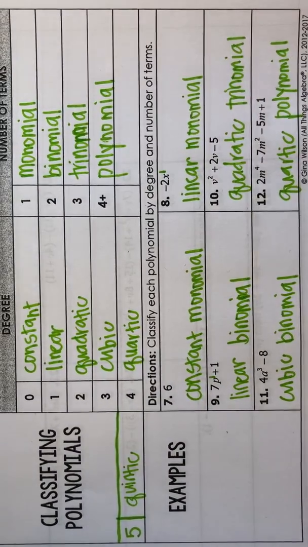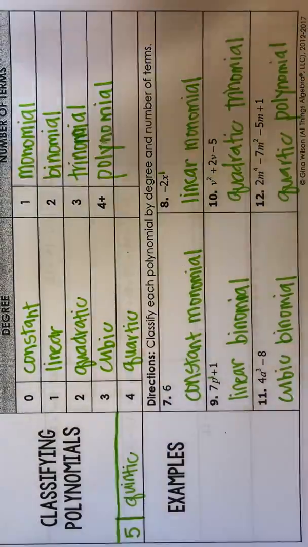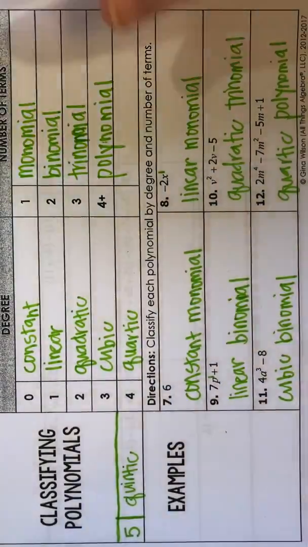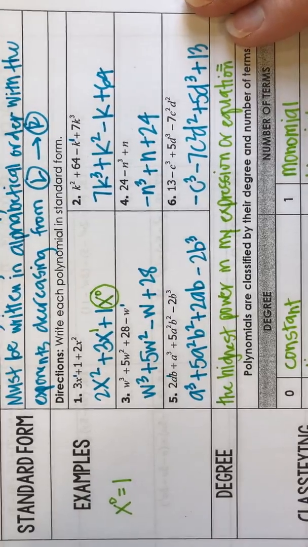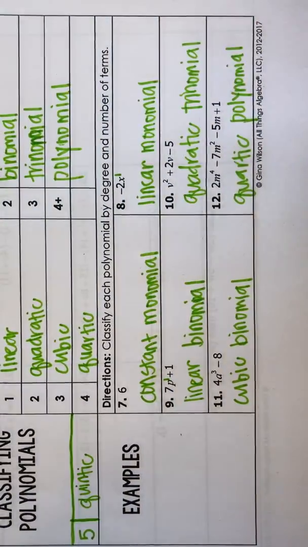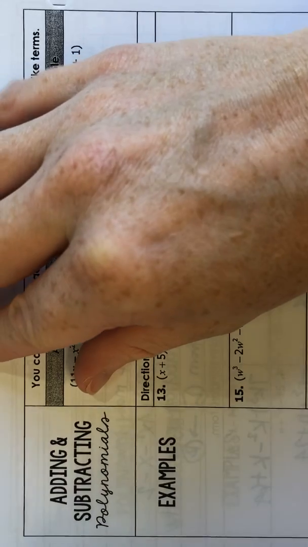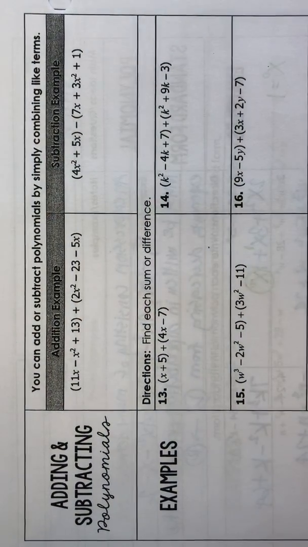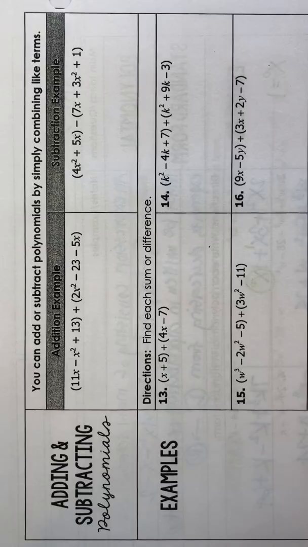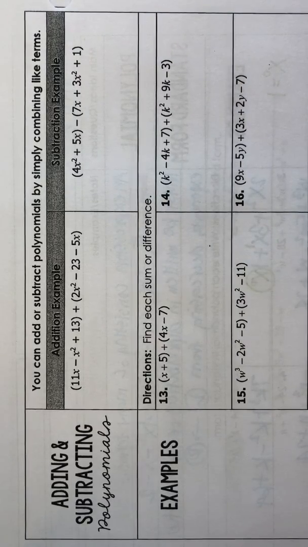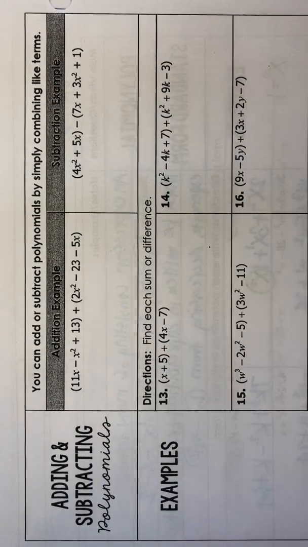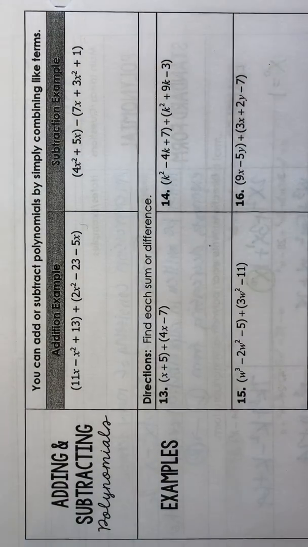So there's that. All right, so you have learned how to write these things in standard form, and you have also learned how to classify them. So let's flip over to the back and let's take a look at adding and subtracting. All we are doing is simply combining like terms. This right here is stuff that you have been doing since middle school, okay? Maybe even elementary school.